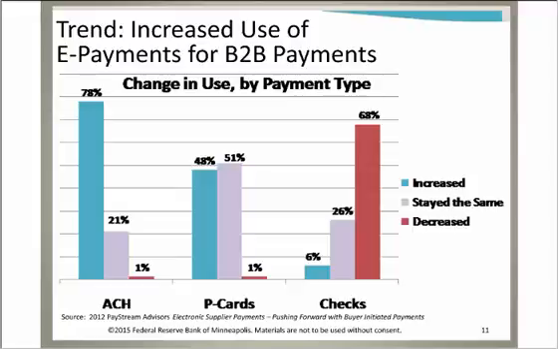That middle set of bars, which refers to P cards or purchasing cards, tells us that the use of purchasing cards is also growing in popularity. Why is this? Why are businesses turning to electronic payment types? I'm going to ask Jim Smith to explain to us why it is that businesses find electronic payments appealing.